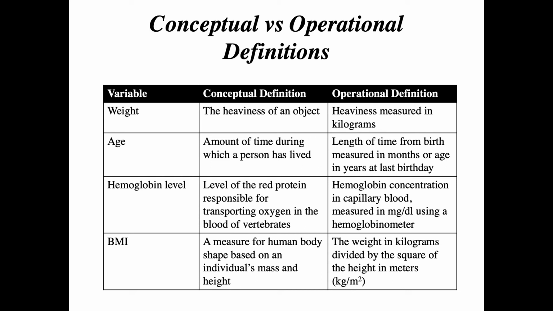So BMI is conceptually defined as a measure for human body shape based on an individual's mass and height. But as far as research is concerned, we have to quantify them. So we just go ahead and operationally define BMI as the weight in kilograms divided by the square of height in meters. So at least that gives you something that is quantitative.